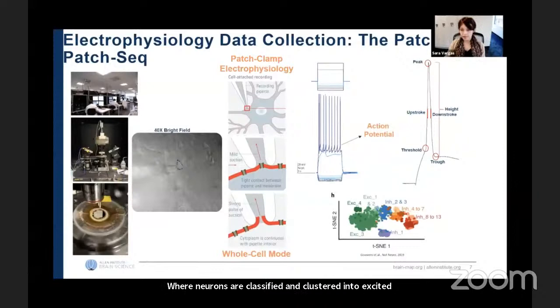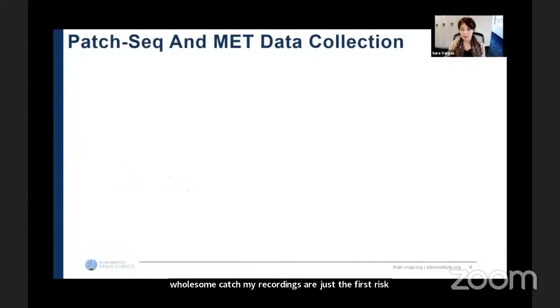Whole cell patch clamp recordings are just the first component of the Patch-seq technique. But really, the unique feature of Patch-seq is that it allows for the transcriptomic identification of the same recorded neuron. At the conclusion of the whole cell recordings, as shown in A, we transition to collecting the mRNA of the neuron.